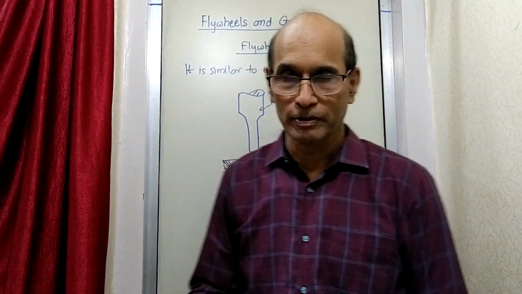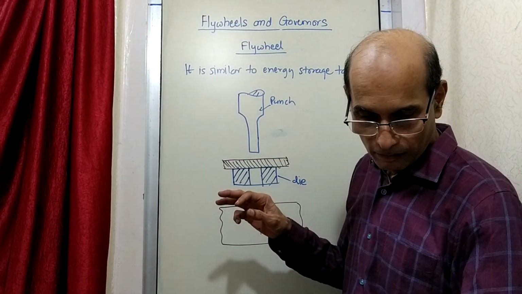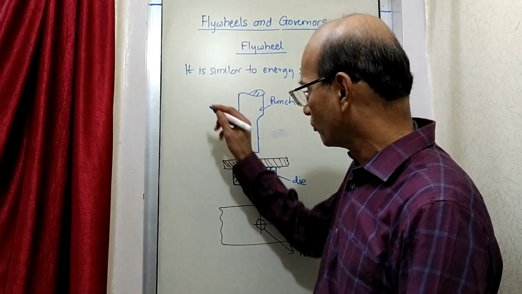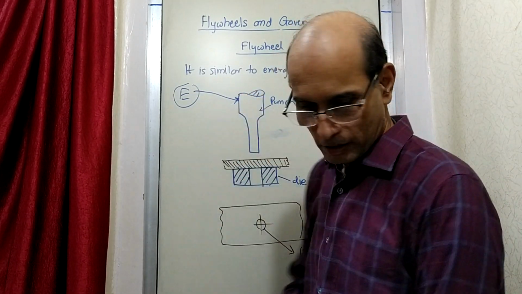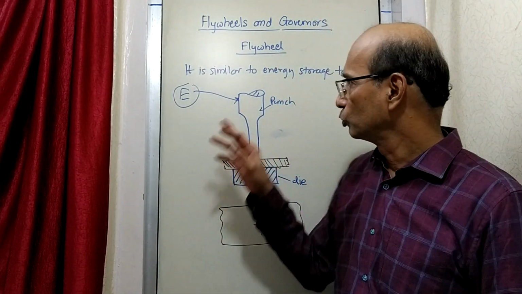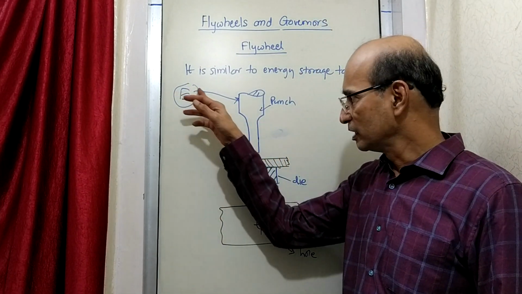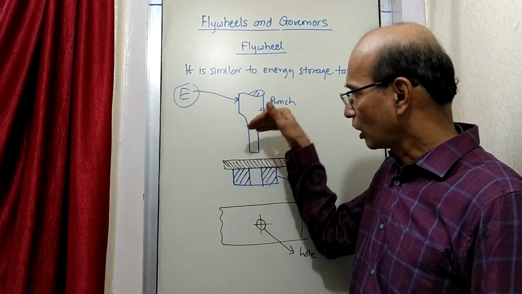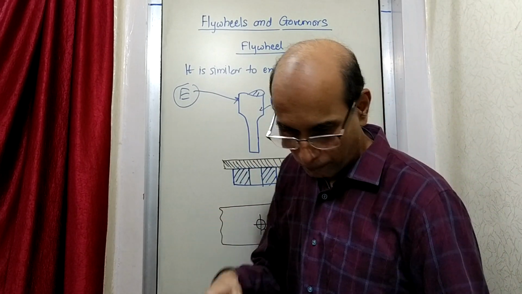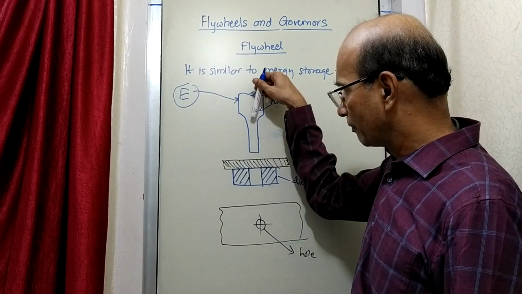And now see what happens. There is some source of energy. So from somewhere an energy source is there. That energy source is providing energy to the punch. So this energy is given to the punch, so that the punch is now going to go down, come up. So how is the action of the punch? The action of the punch is to go down, come up, go down, come up.